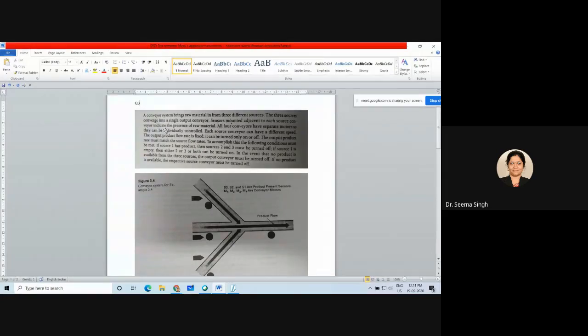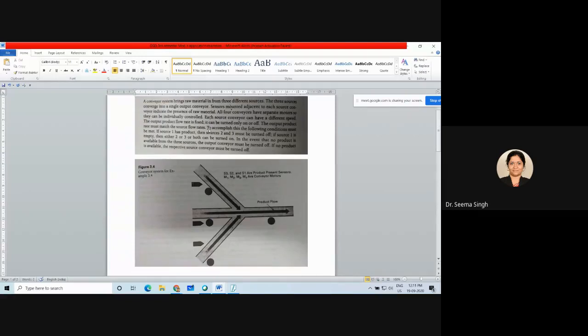This question says that a conveyor belt brings raw material in the form of three different sources. You are able to see my screen now? Yes, ma'am. Okay, so there are three sources of conveyor belt as shown in the figure, and the three sources converge into a single output conveyor as this one. Okay, sensors mounted adjacent to each source conveyor indicate the presence of raw material. So presence of raw material is shown by the product present sensor.